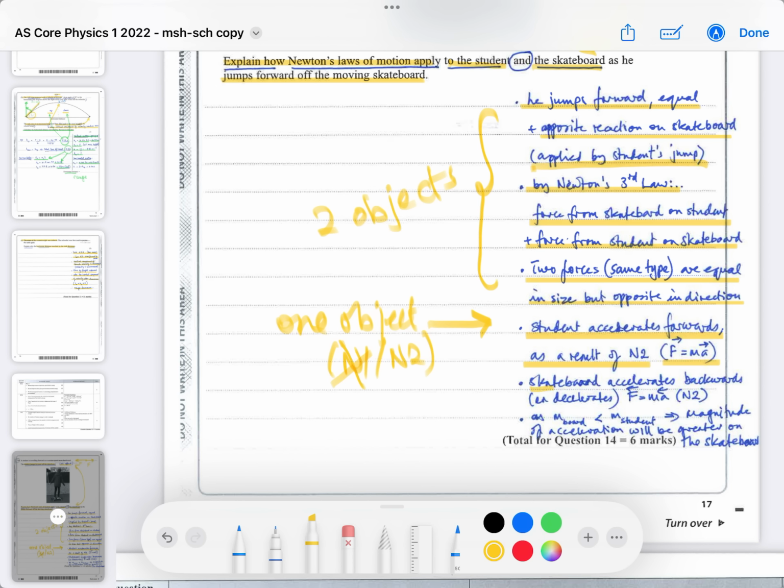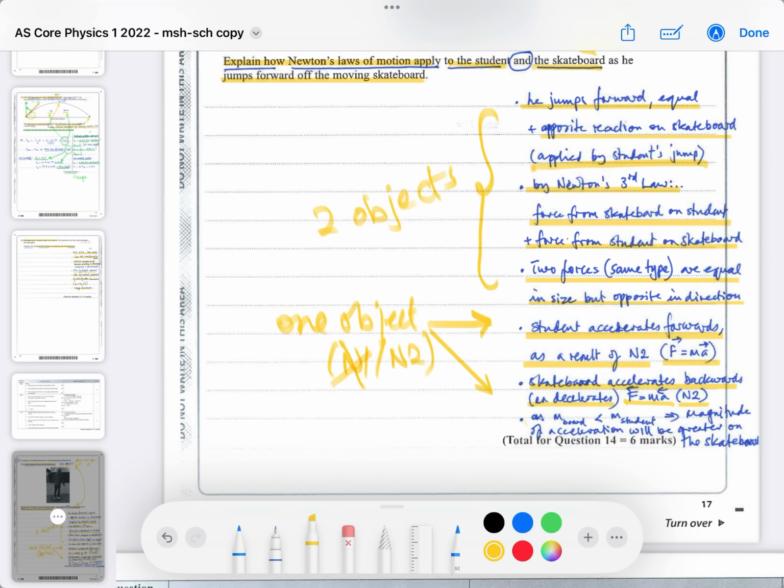The skateboard, on the other hand, has the same equal and opposite force, so it accelerates backwards. So it decelerates, if you like, because it was moving forwards initially. The force is backwards, so the acceleration is against the motion, again by Newton's second law. Again, you're looking at one object at a time, whereas with Newton's third law, you're looking at both objects at the same time.